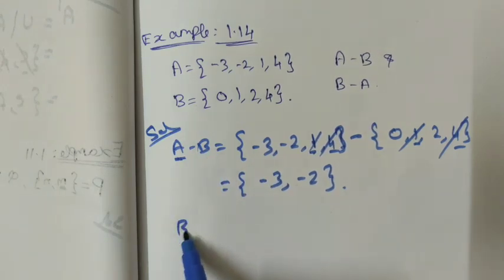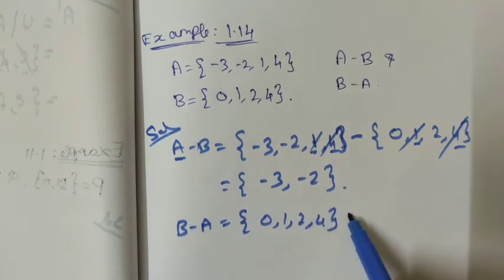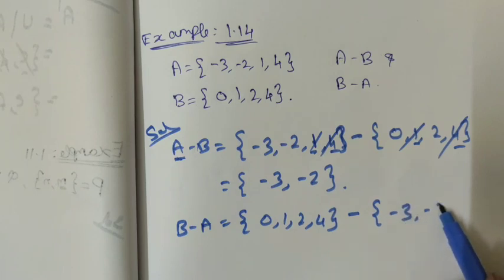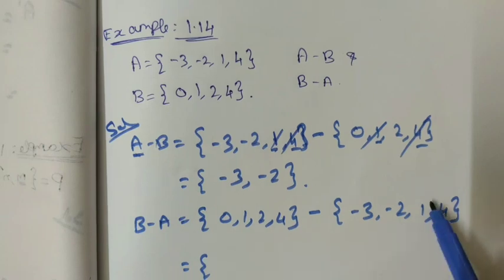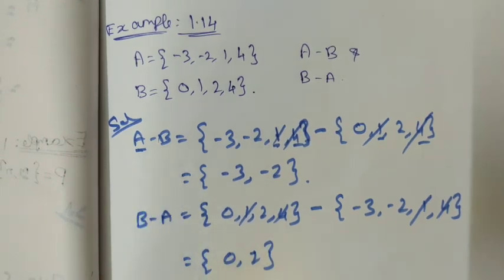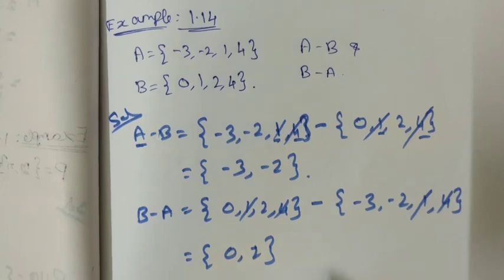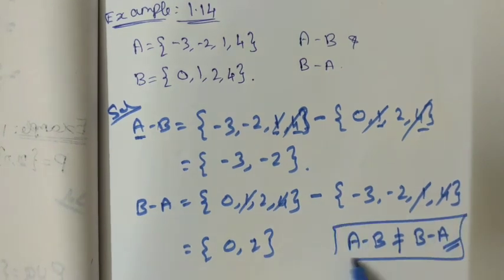That is the condition. Then B minus A is equal to, what is the B set? 0, 1, 2, 4 minus the A set, -3, -2, 1, 4. Here also only the first set elements have to be written. The second set elements should not be there, right? 1, 4 are common, so 0, 2 is the B minus A, right? A minus B and B minus A. Always remember that A minus B is not equal to B minus A.